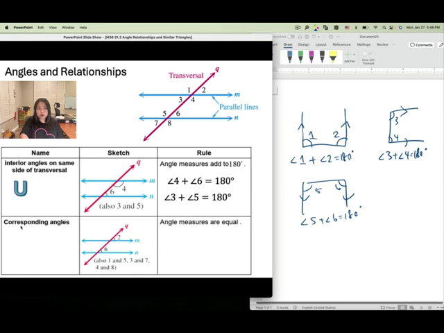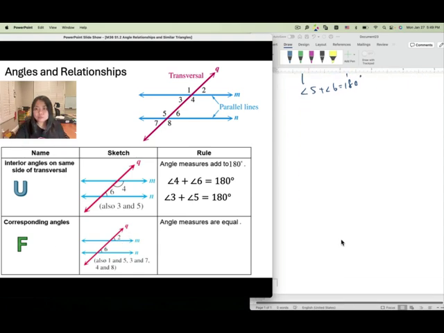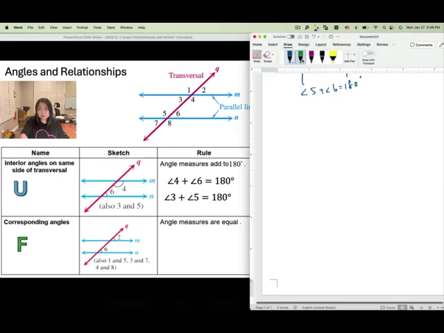Okay, the last one, corresponding angles. We'll be using the letter F to represent it. Corresponding angles, so F: these two lines are parallel, and then at the corner here, the angle measures are equal. So angle 1 equals angle 2. Or you could flip the F here.